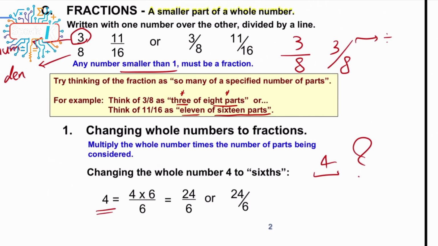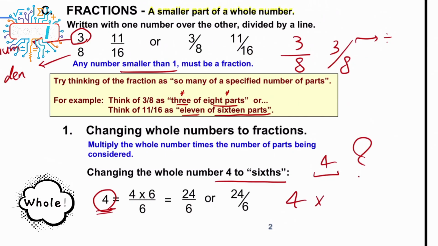I'm asking you to write this number into a fraction by considering the fact that 4 should be divided into 6. What does that mean? It means that right now I have a whole number 4. So obviously, if I want to convert this number to sixths, it means that I have 4 slices of pizza, where each of those pizzas is divided into 6 pieces.